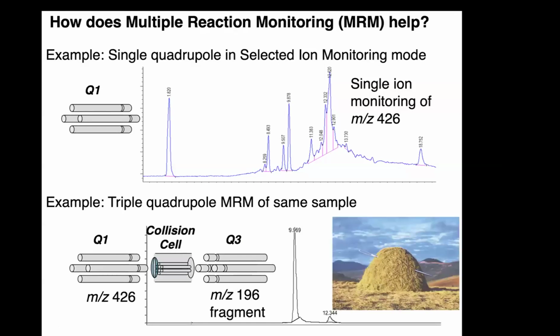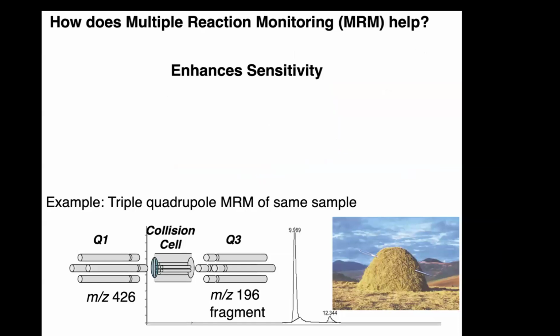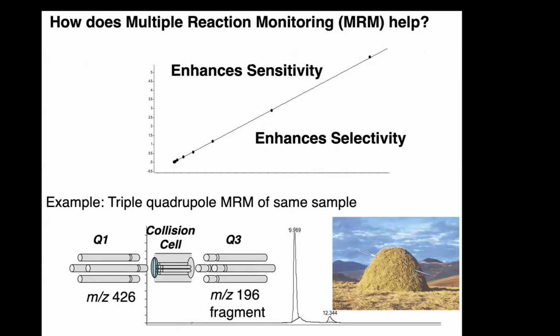This also allows you to weed out all the things that you don't care about and only focus on the things that you do care about. Because we set the triple quad to only focus on specific M over Z values and not scan full ranges, our sensitivity is boosted by about a factor of 100. And because we're employing this MRM method, looking at a particular precursor and a particular product, this really enhances our selectivity as well. This also results in nice linear calibration curves, which further improves your quantitative data.